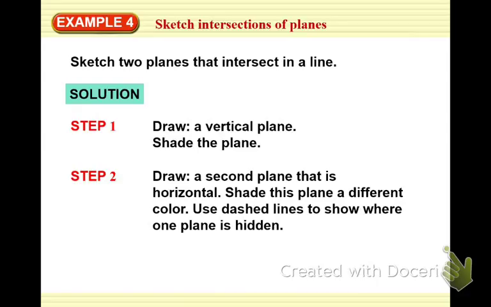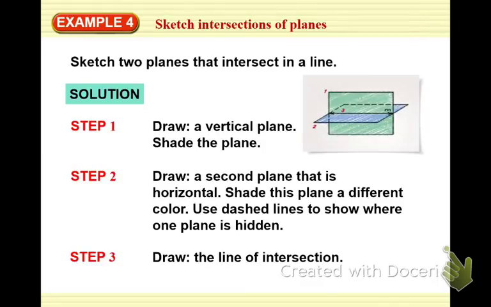Okay, and then draw a second plane that's horizontal. And you would shade this plane a different color if you had different colors. Okay? But again, you want to use those dashed lines to show anywhere that a plane would be hidden. And I'll show you what that looks like. And then you want to actually draw in the line of intersection.